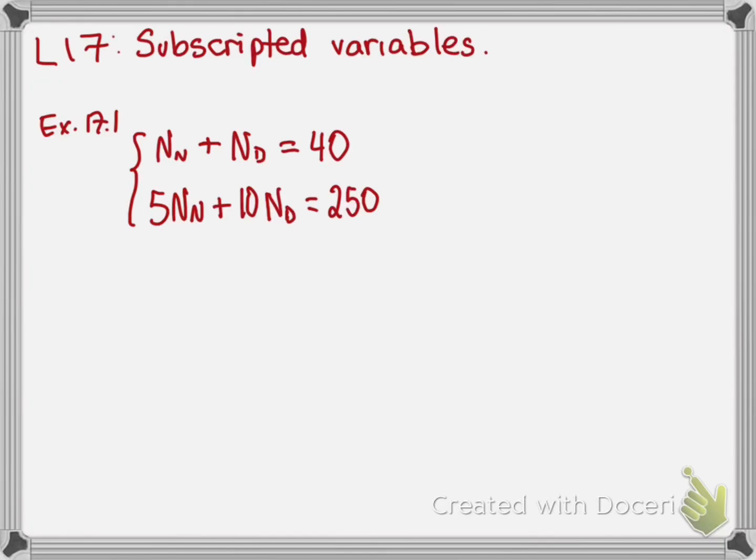Hello, today we're going to do subscripted variables, and all that it means is that we have a letter that is a little bit smaller on the bottom. Now, that is going to be representing something else in word problems. So instead of X and Y, we use, for example, NN to say the number of nickels and ND the number of dimes. So those things are going to be representing what the word problem is giving us.